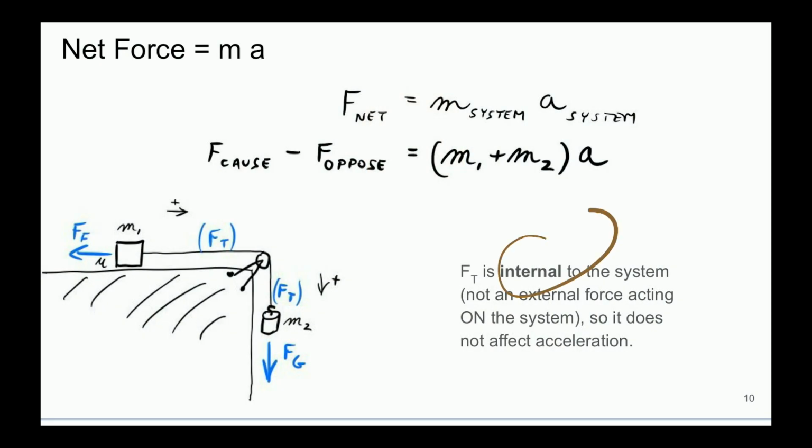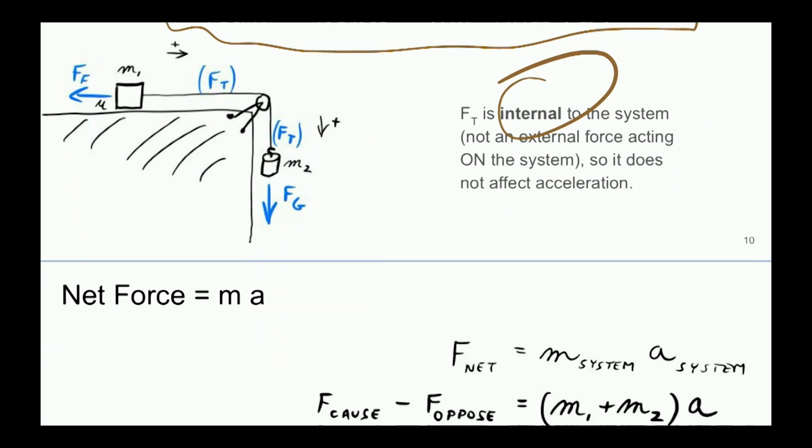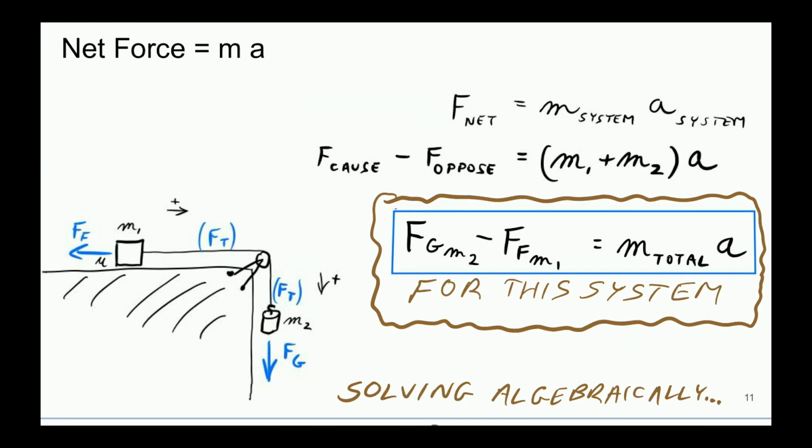I got to define one other word, which is internal. The string is internal to the system. So it doesn't fit into the equations in any way. It's just part of the system, just like all the molecules in M1 and M2 are part of the system. You don't analyze that. Later, I'll make a comment where you can get that tension force, but it doesn't fit in if you're analyzing the whole system. So if you look at the equations that I've shown here, you'll see that for this system, as I've sketched it out and labeled it, this equation is true. It's essentially saying F net is mass times acceleration.